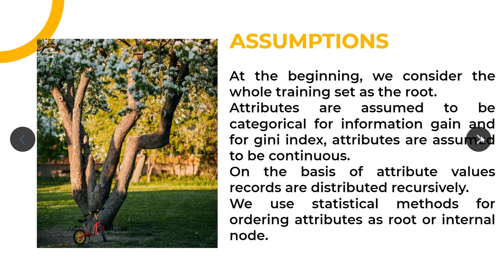Now let us look into assumptions. At the beginning, we consider the whole training set as the root. Attributes are assumed to be categorical for information gain, and for Gini index, attributes are assumed to be continuous. On the basis of attribute values, records are distributed recursively. We use statistical methods for ordering attributes as root or internal node.